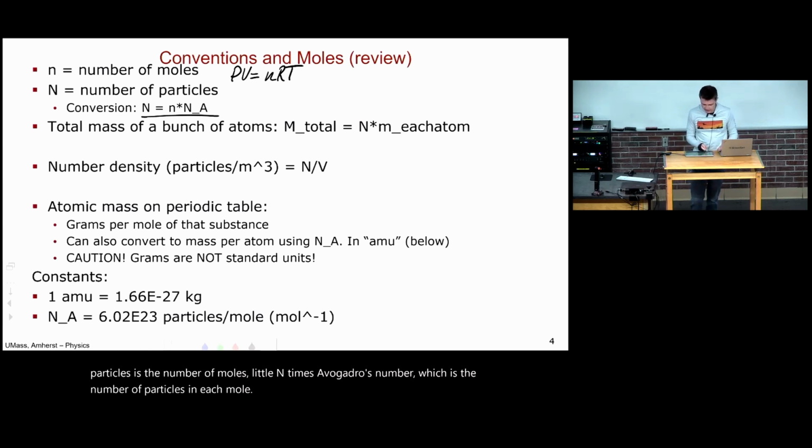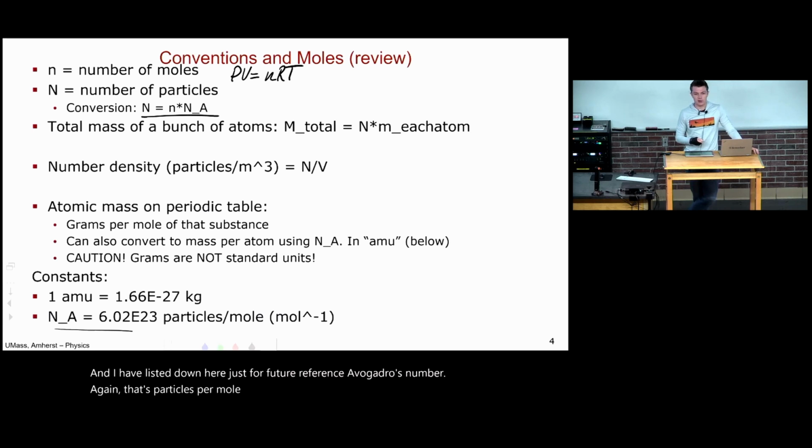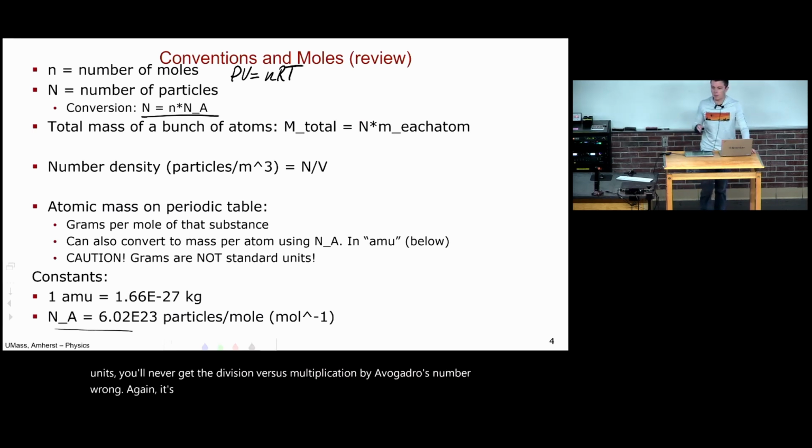And I have listed down here, just for future reference, Avogadro's number. Again, that's particles per mole. So if you're very careful about writing out your units, you'll never get the division versus multiplication by Avogadro's number wrong. Again, it's 6 point whatever, particles per each mole. So you multiply it by a number of moles to get a number of particles.